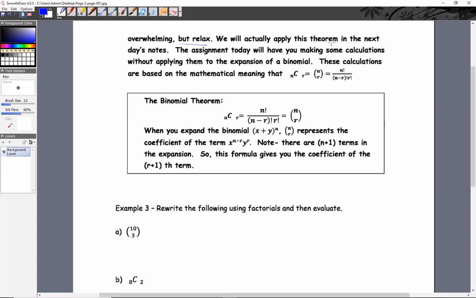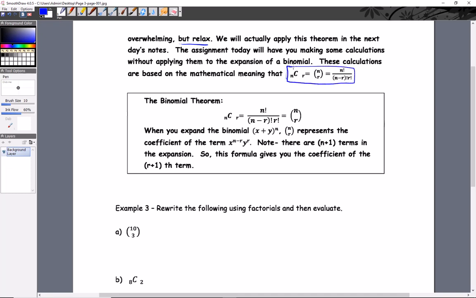We're going to actually apply this theorem more in the next day's notes, but for right now, I do want to kind of get this introduced somewhat. And it is a little bit scary, but let's just go for it. We're going to be making calculations without applying a complete expansion of the binomial. In other words, they'll say, all right, here's something raised to the 8th power. I want the 3rd term. And we're going to employ something here that's right here called combinations.